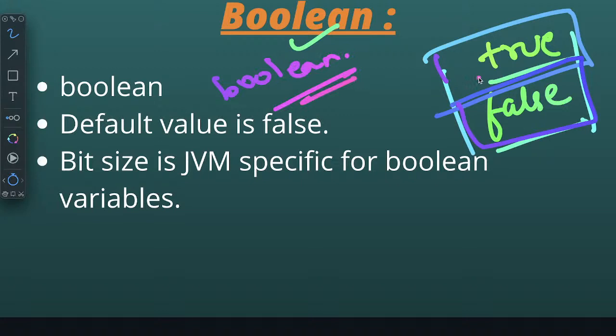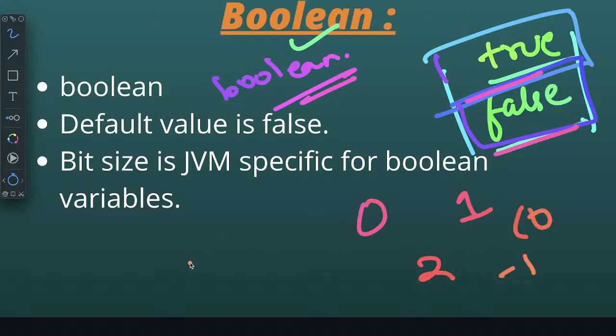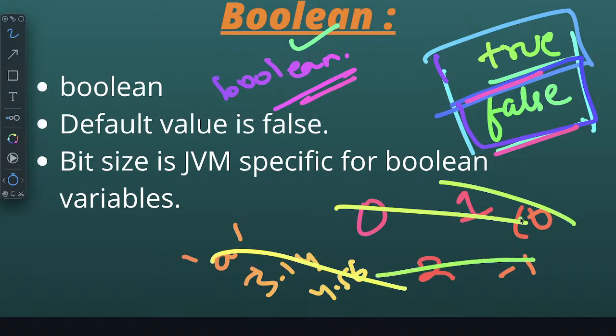So in Boolean I can choose a true or false value, but not any other value: not 0, not 1, not 2, not 10, not -1, not a character, and not 3.14 or 4.56, nothing like that. This won't work with the Boolean. Only true or false work with the Boolean.